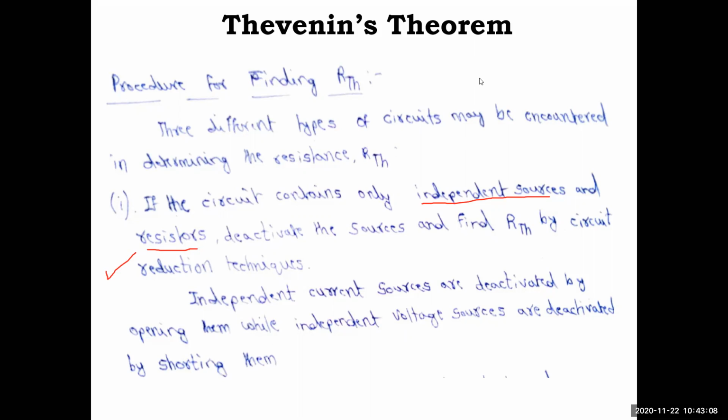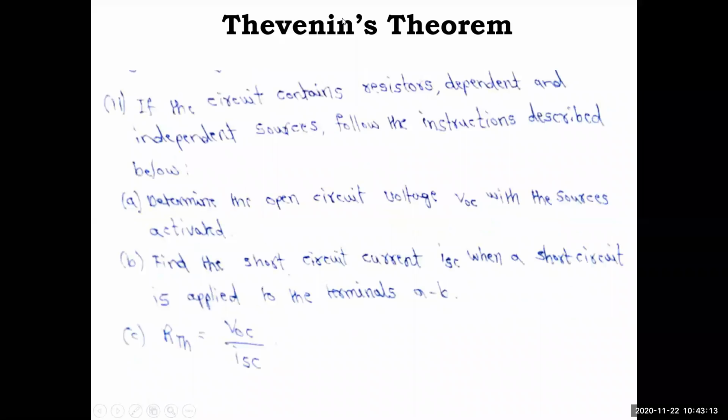What is that? That is the second case. Second case: the circuit contains resistors, and dependent sources also come along with independent sources. Then how to deactivate dependent sources? It is not possible, right? That's why we need to follow some other steps. There are three sub-steps. First, determine the open circuit voltage VOC with the sources activated. That is like the Thevenin's equivalent voltage, so that we will find out.